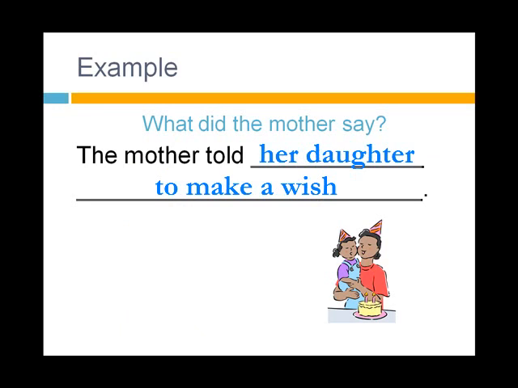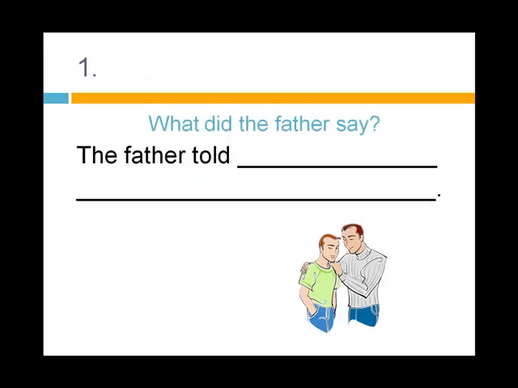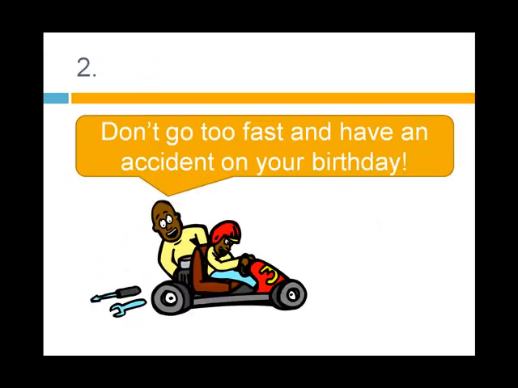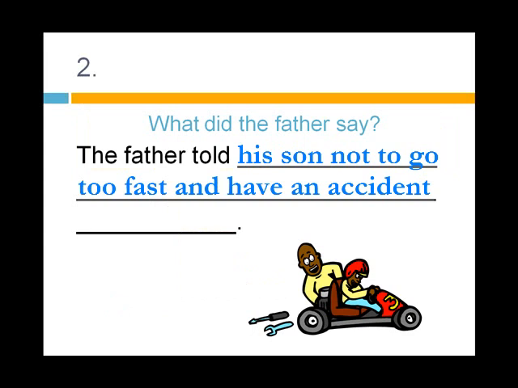Now you try number 1. 1. Enjoy your youth, son. What did the father say? Answer. The father told his son to enjoy his youth. 2. Don't go too fast and have an accident on your birthday. What did the father say? Answer. The father told his son not to go too fast and have an accident on his birthday.